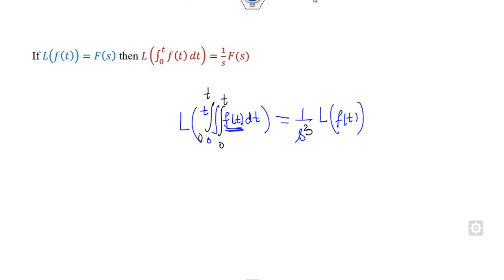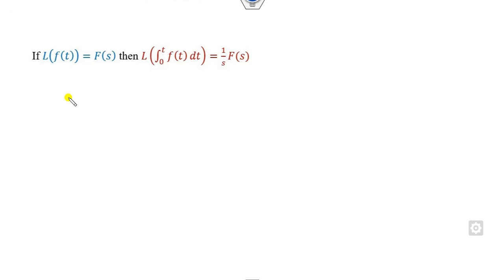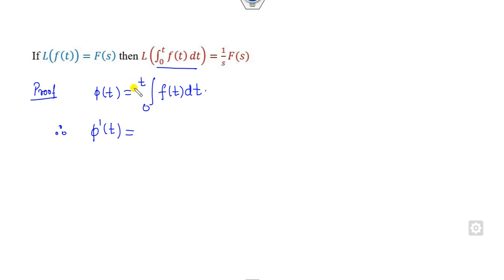Now the proof is very simple. You can get the proof in a single line. Firstly, I need to target this one. So I take phi of t as the integral from 0 to t of f of t dt. Can you find the derivative of this? What is phi dash of t? Derivative and integration cancel out. It is f of t.